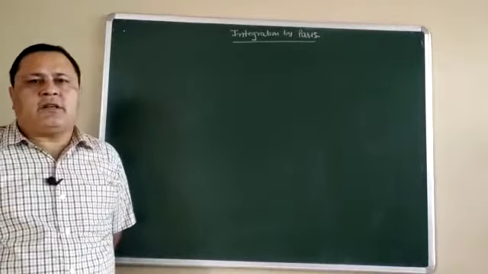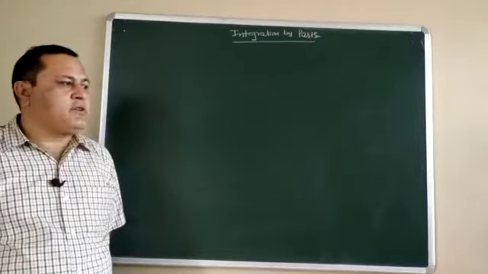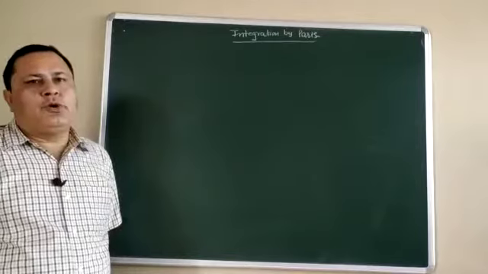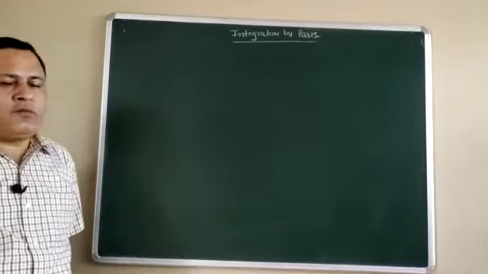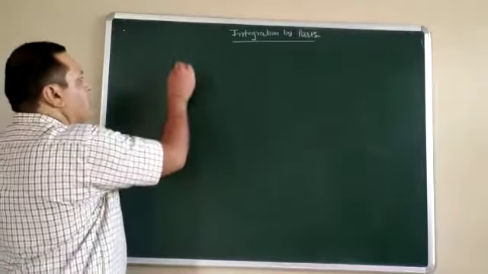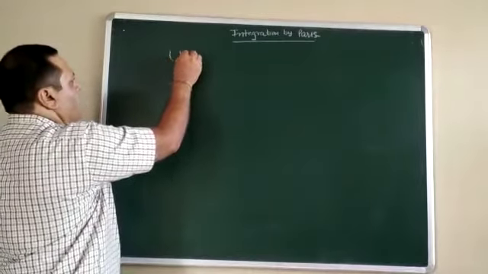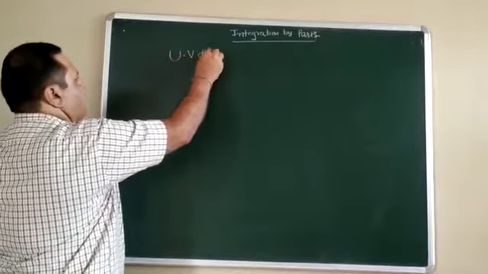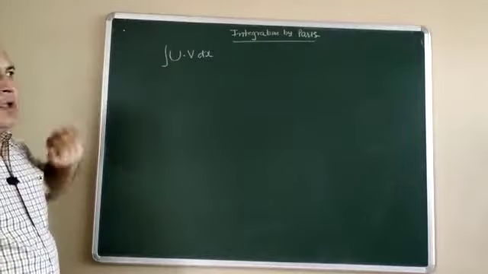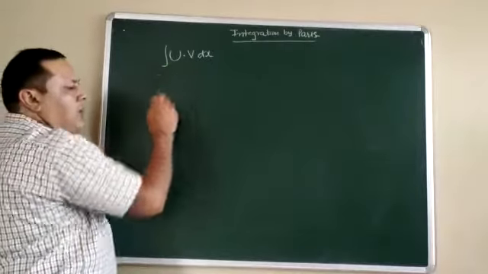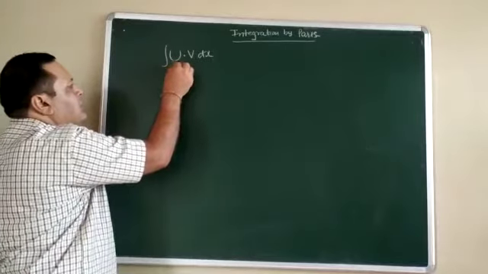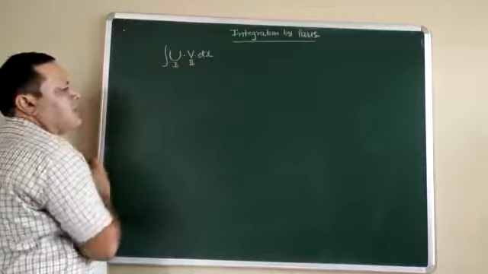Last time we discussed integration by partial fractions. Now, integration by parts. Parts is the same as u into v. First of all, we study the formula for integration of u into v. See this one: u and v are the two functions, and we want to find the integration of these two functions. Out of these two, one behaves as the first function and the other as the second function.